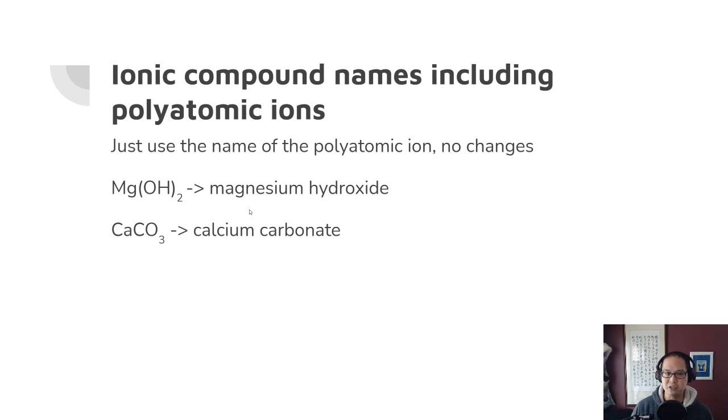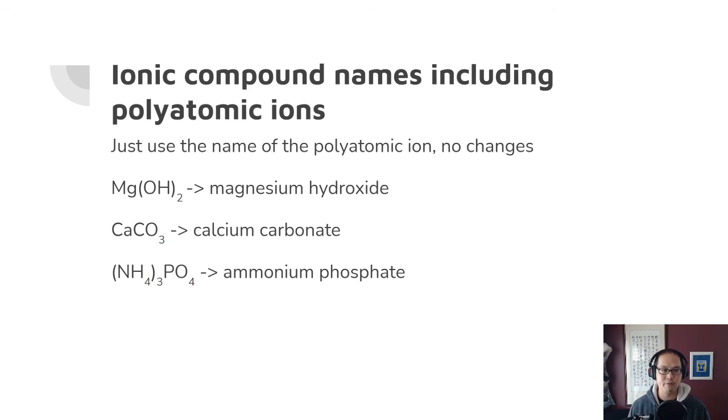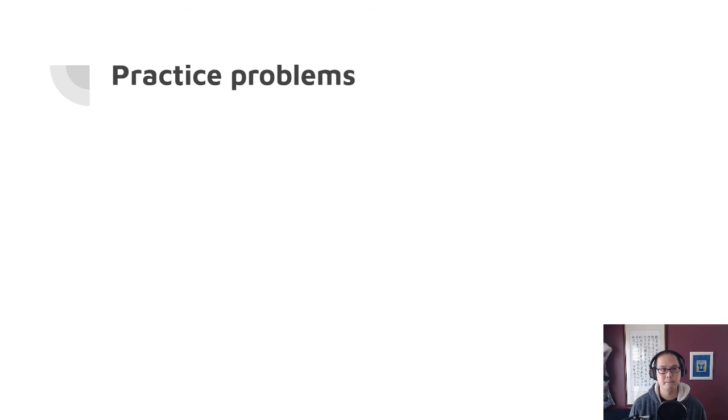CaCO3, calcium carbonate. Notice I'm not changing the name of the ion at all. NH4 taken 3 times, PO4, is ammonium phosphate. CaNO3 taken twice, calcium nitrate. So here are some examples of ionic compound names, including polyatomic ions.